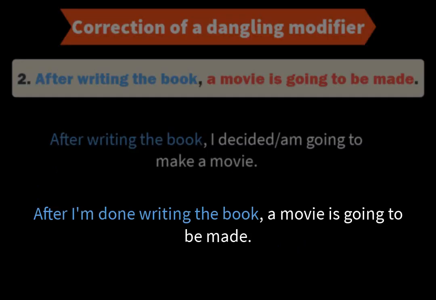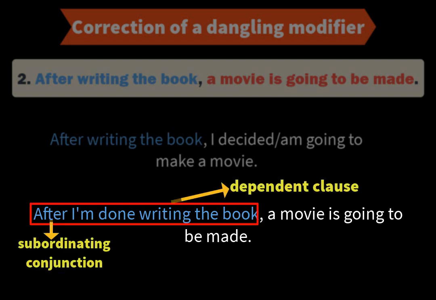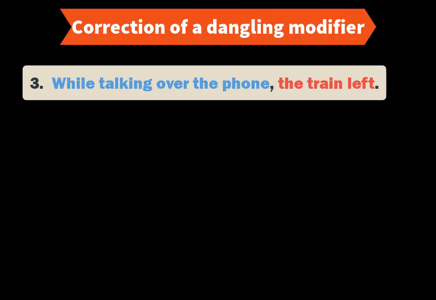The second way is to change this modifying phrase into a dependent clause. So I can say, after I am done writing the book, a movie is going to be made. So this present participle phrase is changed into a dependent clause, after I am done writing the book. All right. So after is a subordinating conjunction. I is the subject. Am is the verb. Right. Now it's a dependent clause. Let's correct the third example.